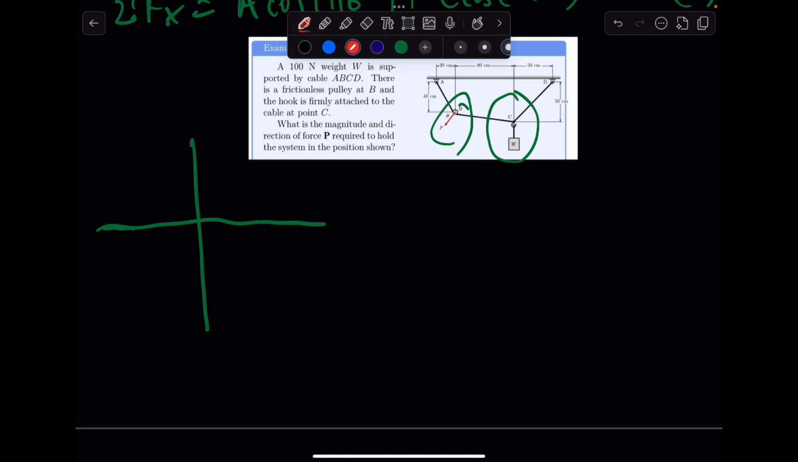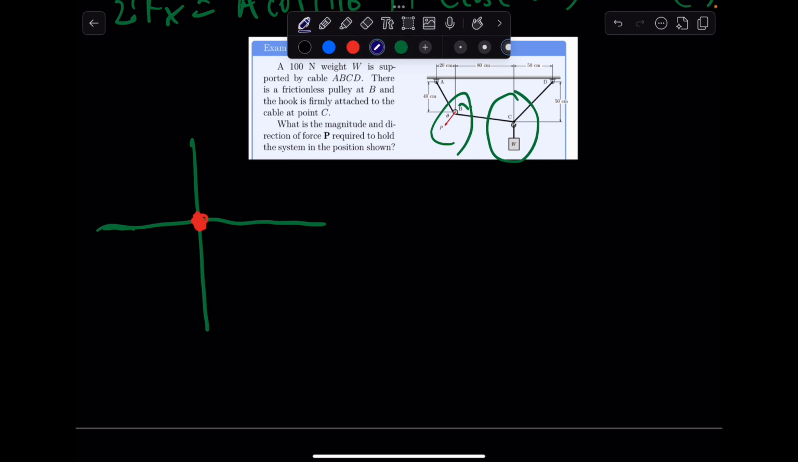So point C here, we have our graph. Point C here. That's our point C.